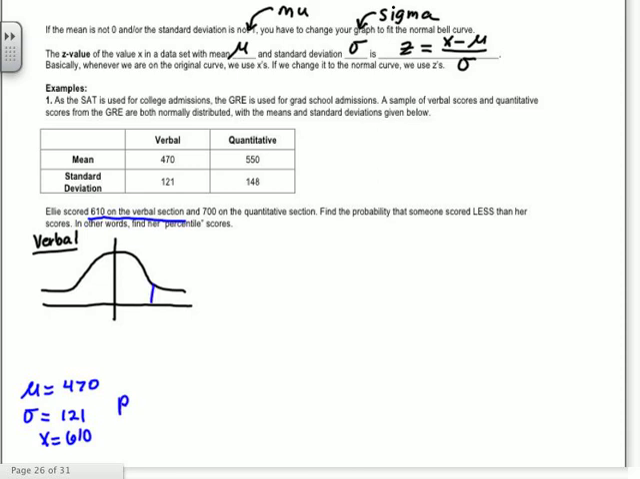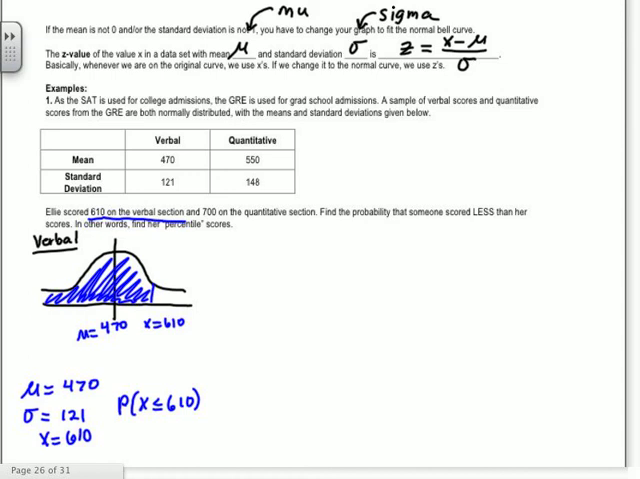We're trying to find the probability, so 610 is more than 470, right? So it's over here. We're trying to find all the people below her. So if there were 90% below her, this area would be 0.9. Does that make sense? Okay. So we're finding the probability that x is less than or equal to 610. But if we try to use our chart, we can't use 610, right? That's not on our chart. So we have to change our numbers.